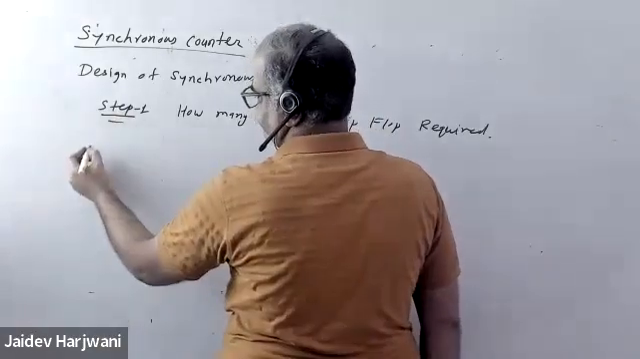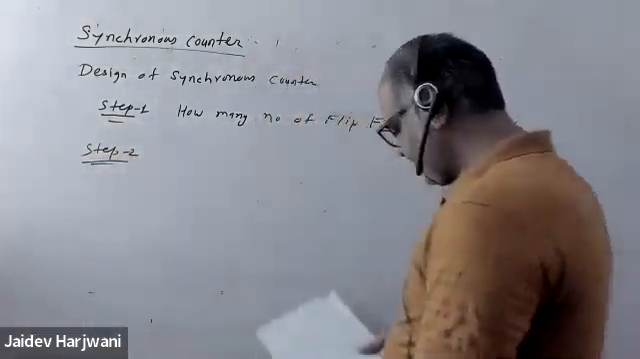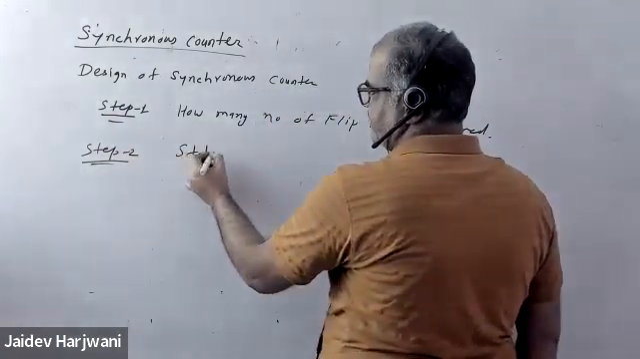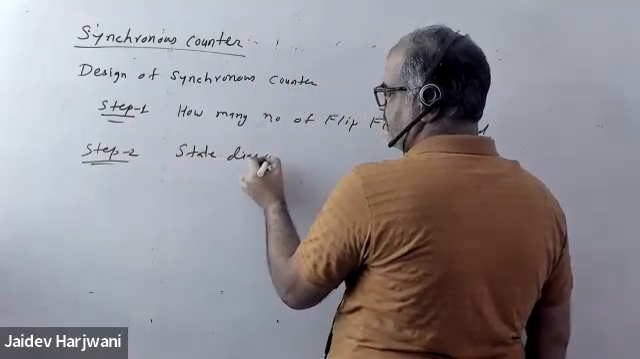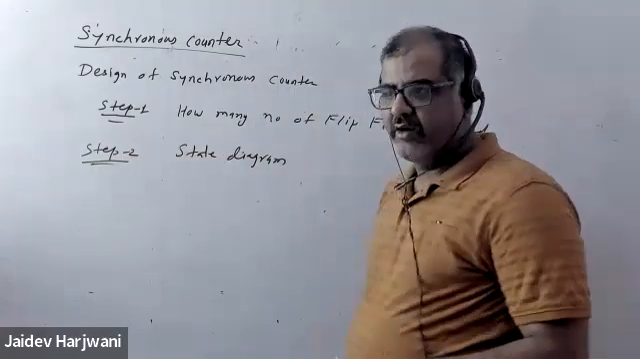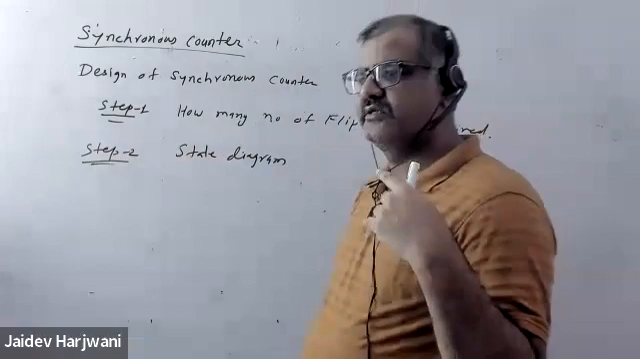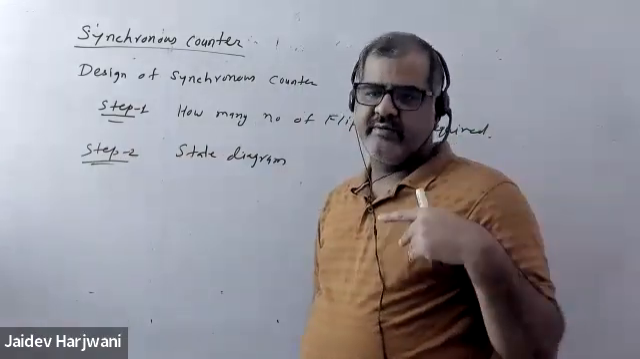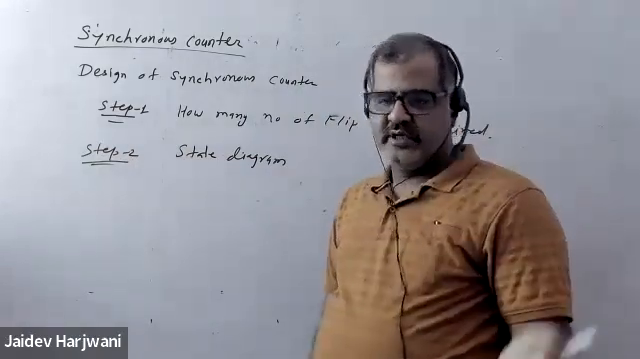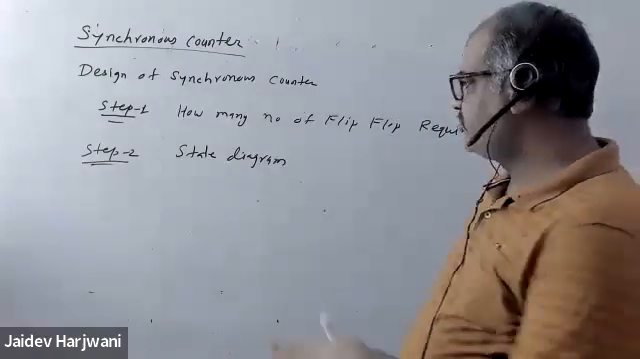Step two, you should make the phase diagram. Okay, state diagram or phase diagram. You have to make the state diagram. The state diagram will tell you how your states are moving. For example, you want to make an up counter or a down counter. So it is varying from 0 to 9 or 9 to 0. How your states are moving, how you want to count.